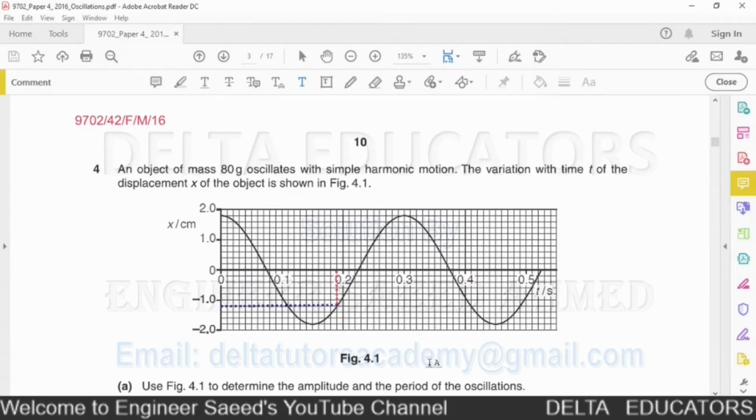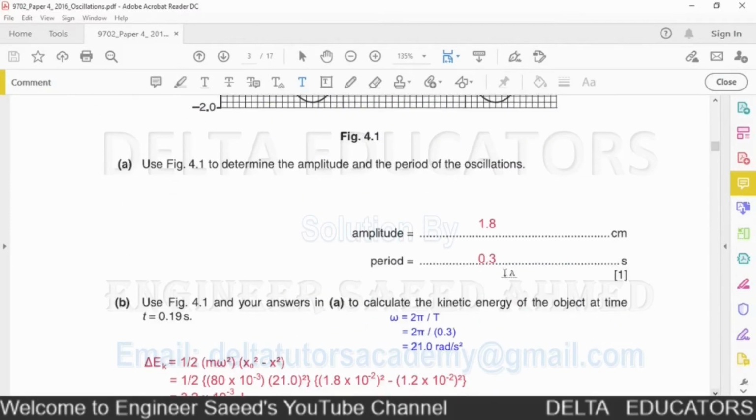What about the time period? Time period is the time taken by a wave in between two consecutive crests or in between two consecutive troughs. Here it is crest, it is second crest. So here these are two consecutive crests and the time taken in between these two consecutive crests is given 0.3 second. So time period will be 0.3 second. So amplitude is here 1.8 centimeter and time period is 0.3 second.